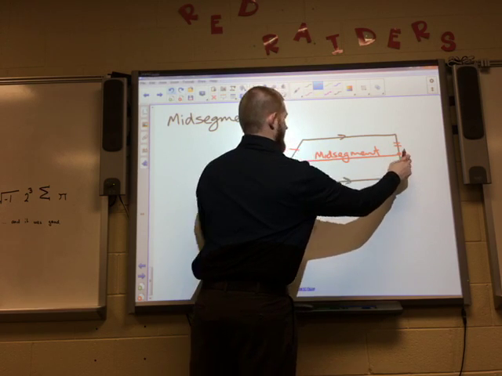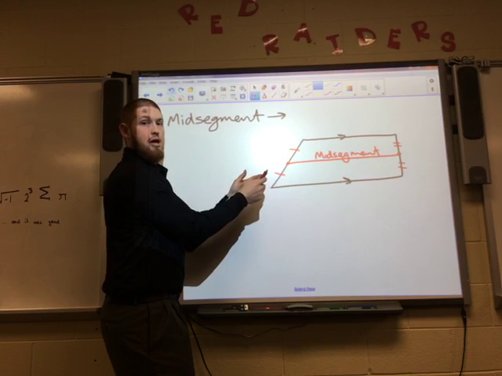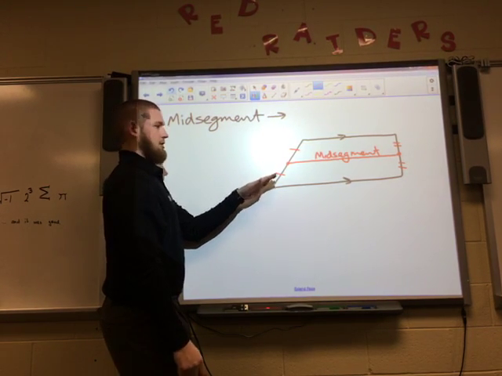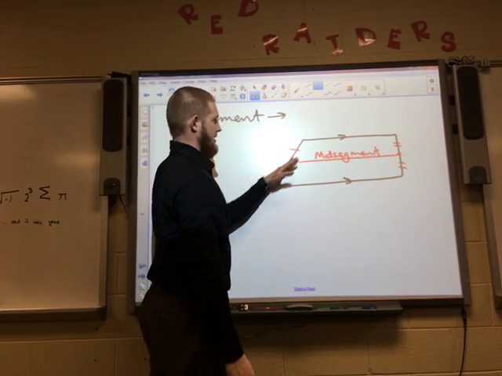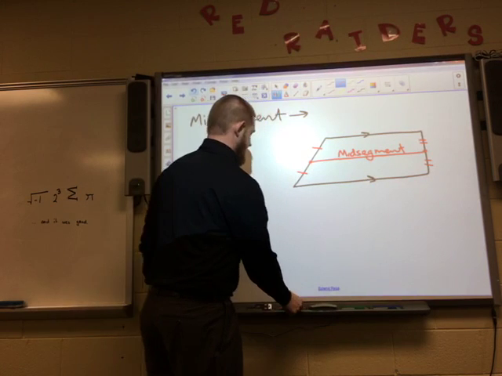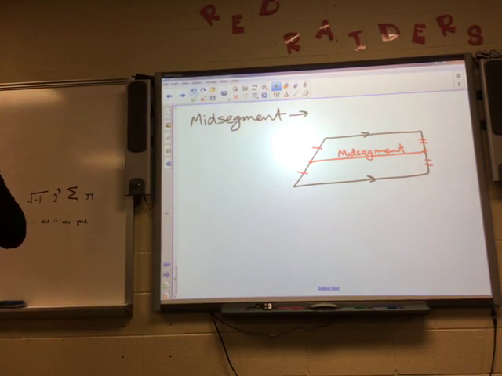Now, are those two congruent to these two? Might they be? Maybe. If it's an isosceles trapezoid, they would be. But not right now, because it's pretty obvious that a slanted side is longer than a vertical side, right? So that would be your mid-segment.